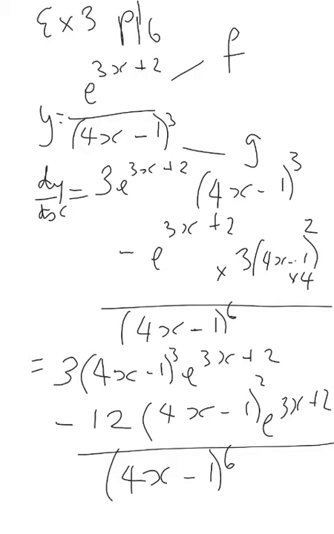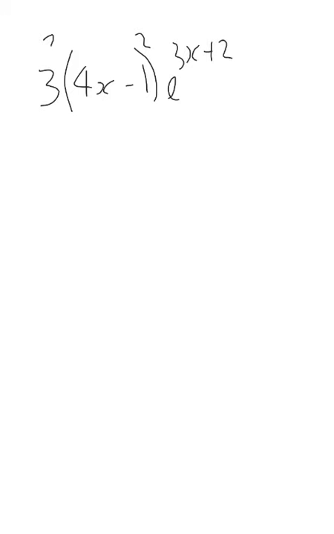On the next slide I'm going to take a common factor of (4x−1)^2, this bracket. I'm going to take a common factor of 3, because that appears in both terms, and a common factor of e^(3x+2). This is the highest common factor of term 1 and 2 in the numerator, so I'll take those out to factorise. The highest common factor is 3(4x−1)^2 e^(3x+2). That appears in both terms.